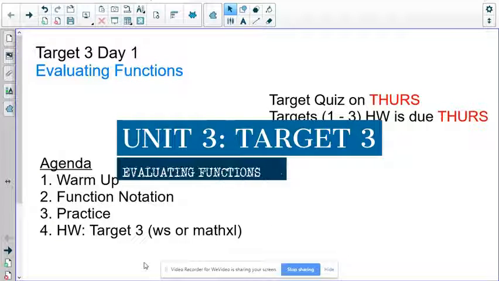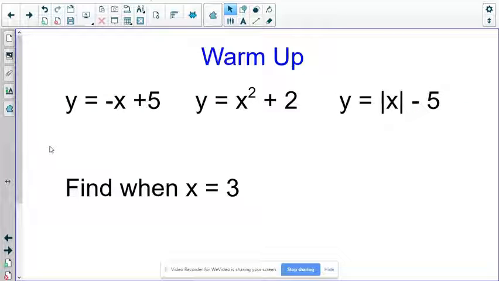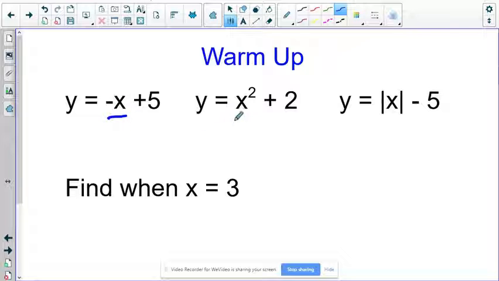Today we're going to talk about Unit 3, Target 3, and we're going to talk about evaluating functions. So what I would like you to do is find when x is 3. And I bet some of you are thinking, okay, I'm assuming she's talking about taking x and putting a 3 right there, or putting a 3 over here, or putting a 3 in for x right there.